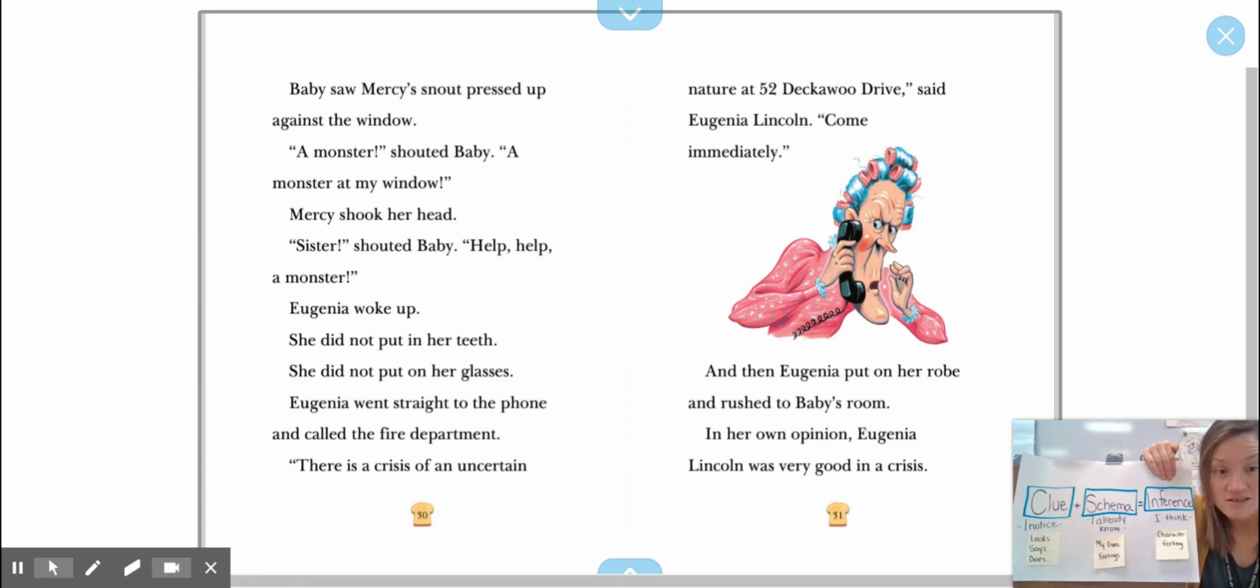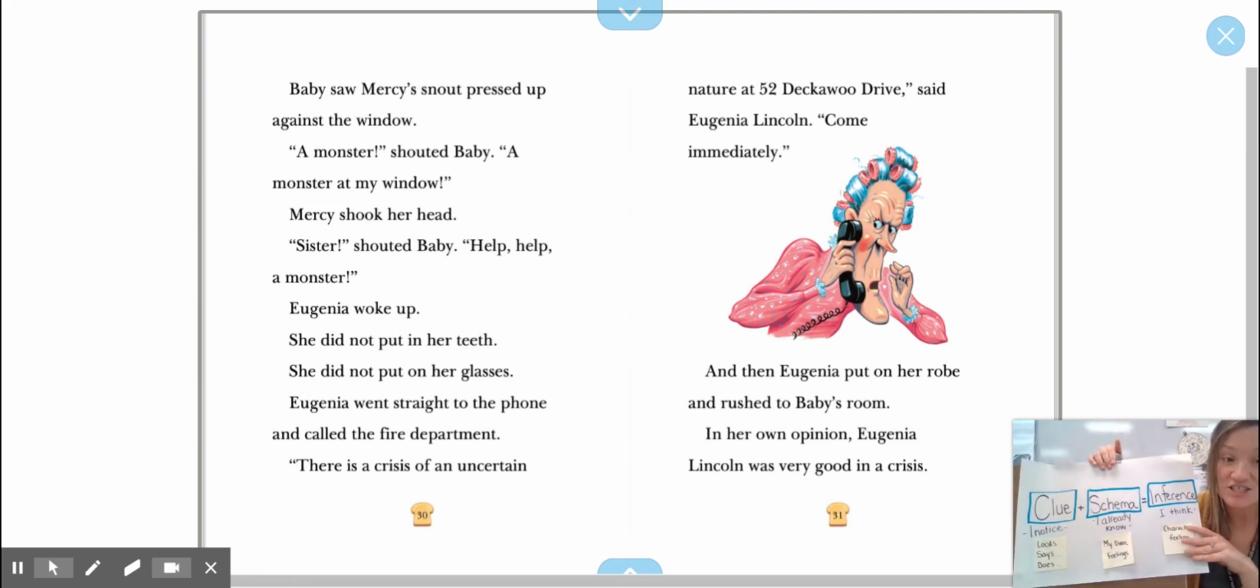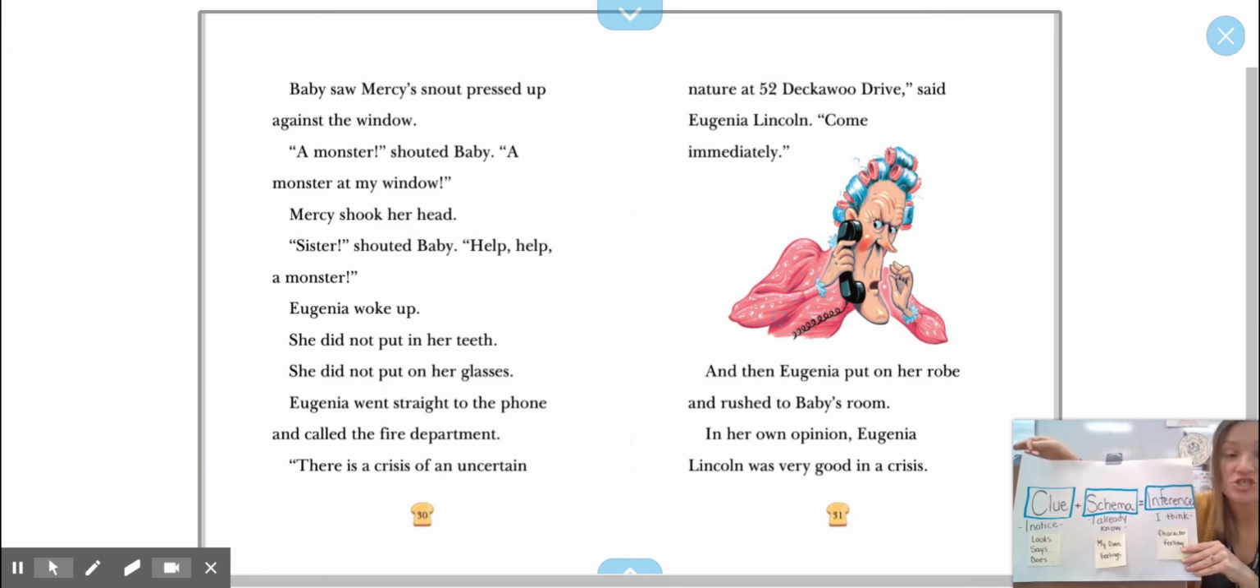Also, I notice some action, which is that she called the fire department. I know that you should only call the fire department in case of an emergency. So she must be feeling really worried because she feels like this is an emergency. So I think she is really worried and scared.